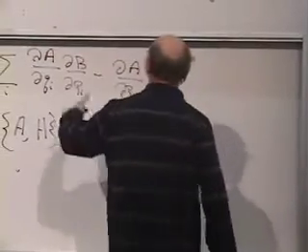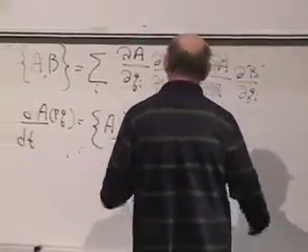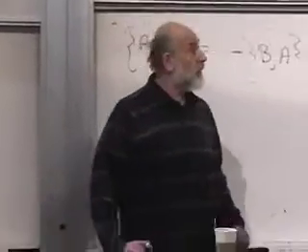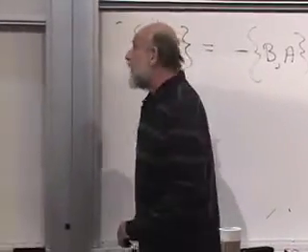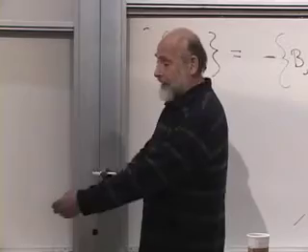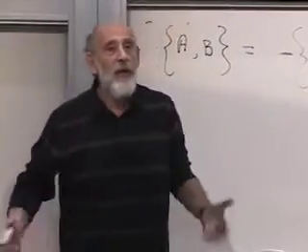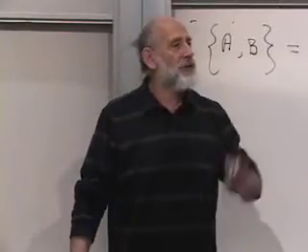So this, of course, includes the two Hamilton equations. For example, supposing we chose for A, what's the simplest thing we could choose for A? Either P or Q. I'm going to stop writing sub I.